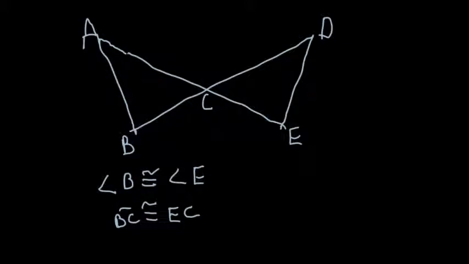Alright, one more, proving congruency. So, in this shape, which looks kind of like a bow tie, we're given that angle B is congruent to angle E, so you might want to draw in that B and E are congruent, and then BC is congruent to EC. So we have angle, side, and we need to prove congruency. Well, if you look at angle C there, those are vertical angles, and by definition, vertical angles are also congruent. So these shapes are congruent by angle, side, angle.